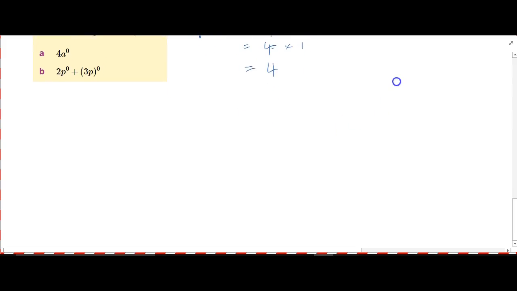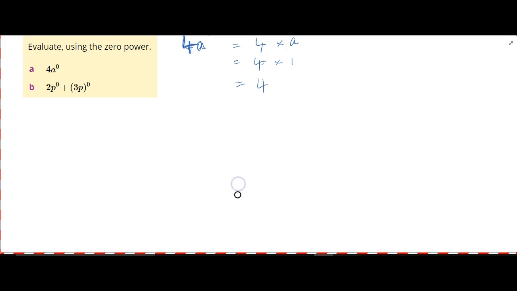Now, the second one here, let's take a look at this. You've got two different things happening here. So 2p to the power of 0. Now we know that's going to be 2 times 1, so that's going to be 2.